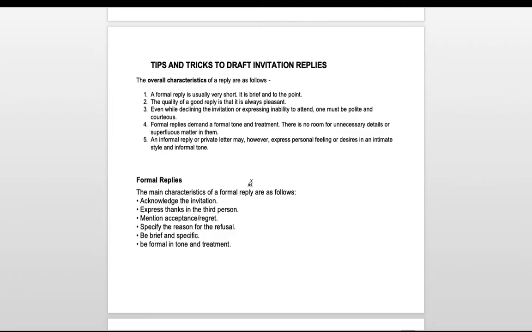And formal replies demand a formal tone and treatment. There is no room for unnecessary details or superfluous matter in them. For example, you're not able to attend the sports day of a school. So they are saying that you should become the chief guest. So you have a prior commitment, you cannot become the chief guest of the event. So what you can say to the authorities is that thank you for inviting me, and I'm not available because of prior commitments.